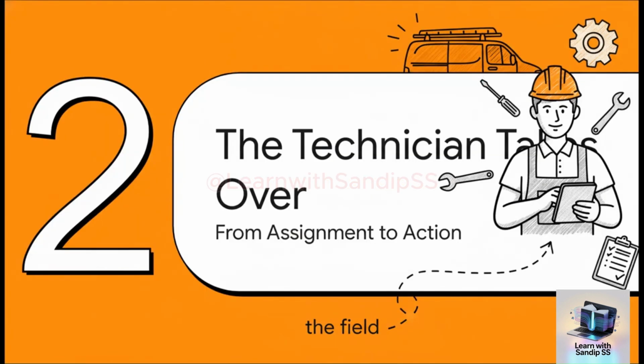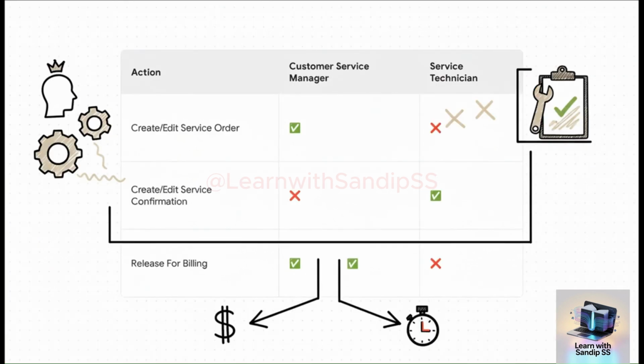So, with the order released, we're going to leave the manager's office and head out into the field. The focus now shifts completely to the service technician, the person who's going to actually perform the work. This table here really illustrates the clear separation of duties perfectly. The manager owns that initial request, the service order. But the technician, they own the service confirmation, which is the official record of what they actually did on site. This clear distinction is so key to keeping the whole process clean and accountable.